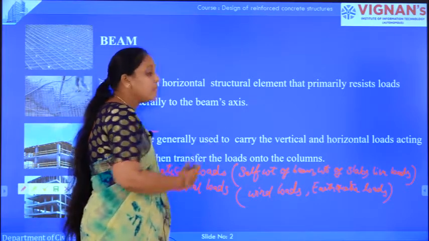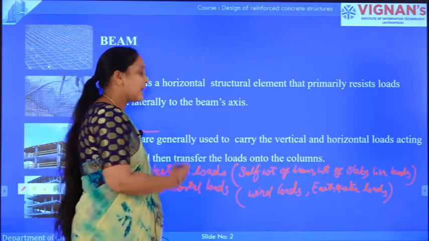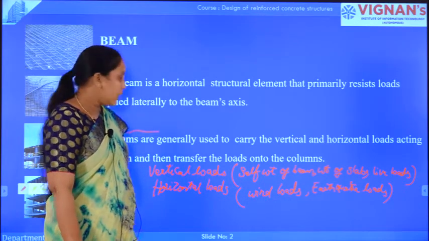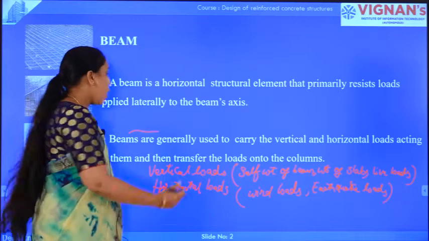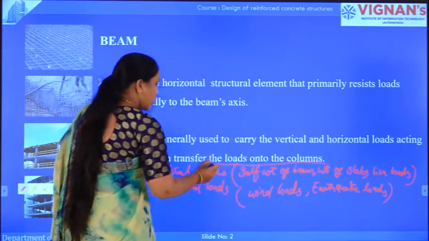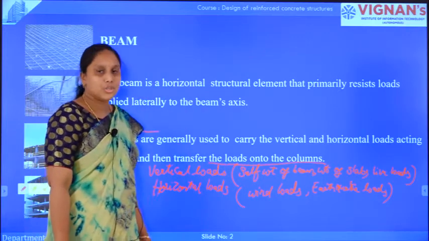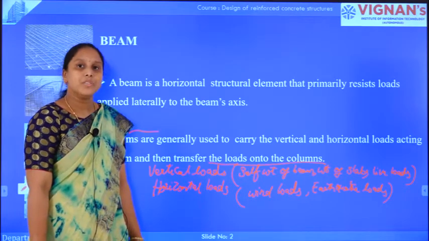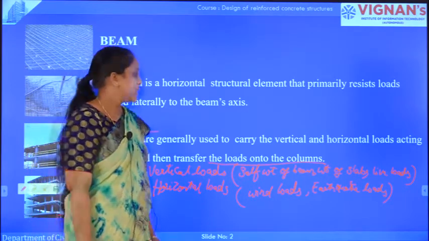So, the beam is meant for carrying all the loads which are acting on it, and it will safely transfer all the loads onto the columns, and subsequently from the columns the loads will be transferred to the foundations.